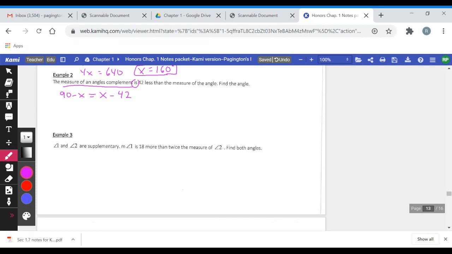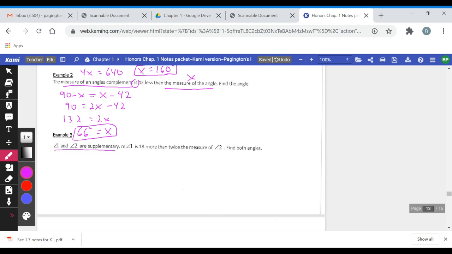And now we're solving from there. If we add x to both sides, then we end up with 90 is equal to 2x minus 42. If we add 42 to both sides, we end up with 132 is equal to 2x. And then if we divide by 2 on each side, we get x is equal to 66 degrees. Again, the question is saying find the angle, and the angle is what we plugged in for x. So we're good there.